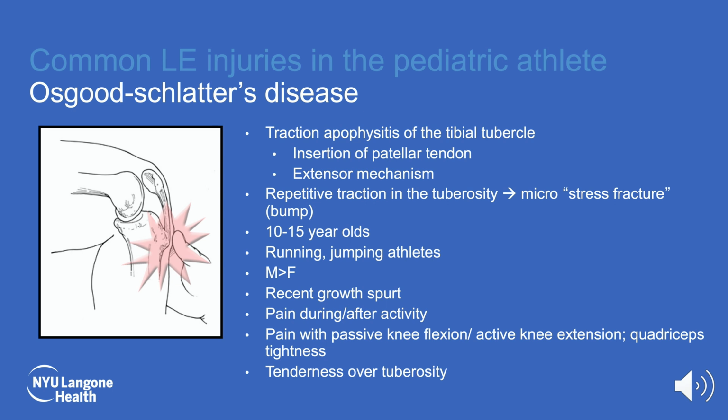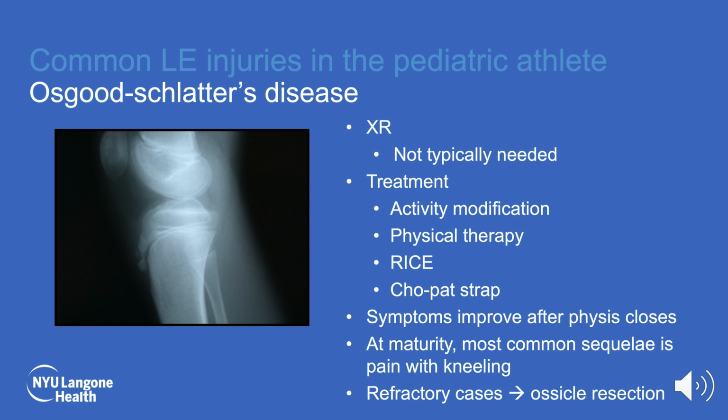It occurs typically in 10 to 15-year-olds. 15 is a little bit old, but typically in that age group, especially in those running, jumping, playing things like soccer. More common in males. Oftentimes you will elicit a history of a recent growth spurt. They'll have pain during and sometimes even after activity. On exam, they'll have pain with passive knee flexion and with active knee extension, and you'll note that their quadriceps are oftentimes very tight, and they'll be tender directly over the tuberosity. We typically don't need an X-ray to make this diagnosis, but when one is done, you may see abnormalities of the apophysis.